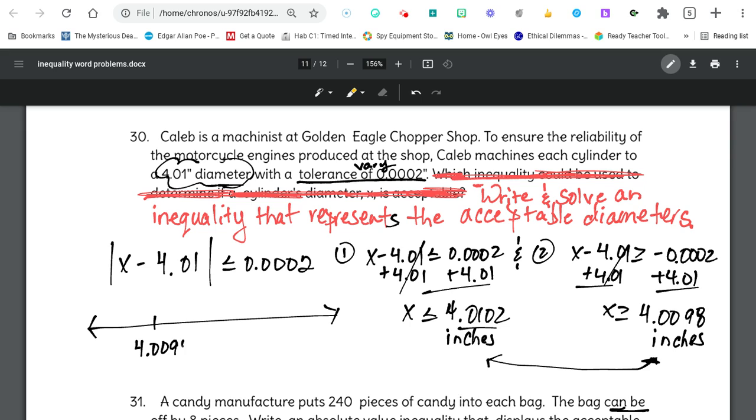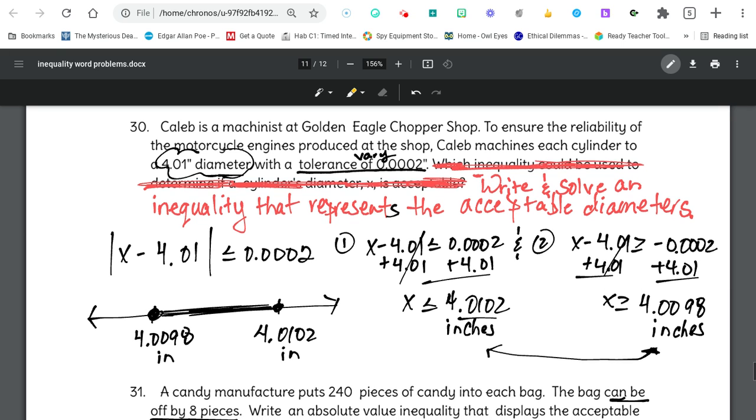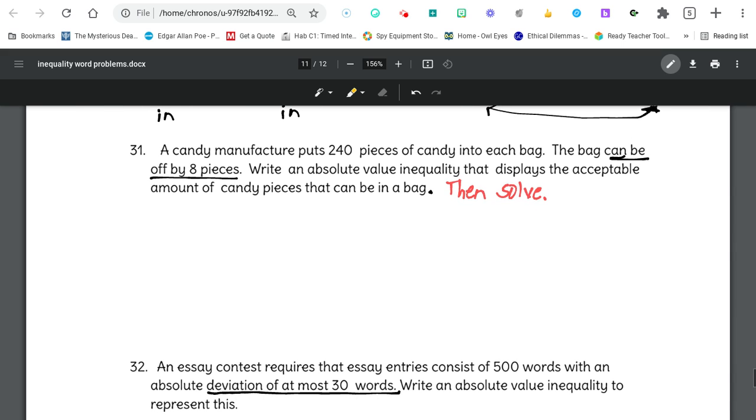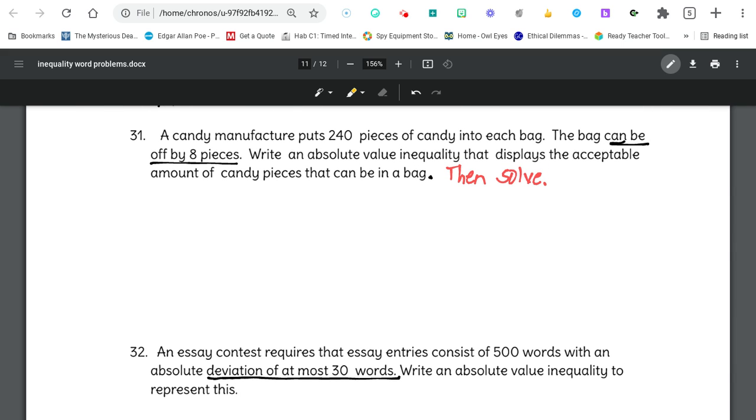And we're just going to graph. I'm just going to put IN for inches. These are really easy. And it's inclusive. And then you just shade in between. That is all you do. All right, try 31, guys. Pause the video and try 31.